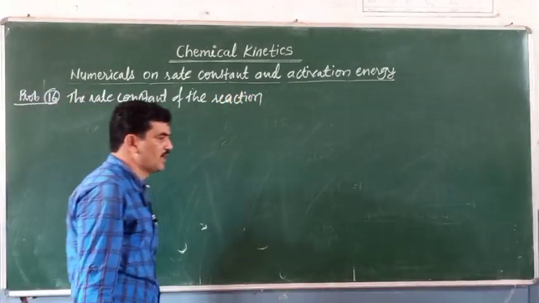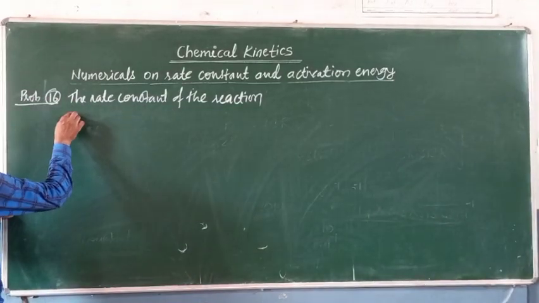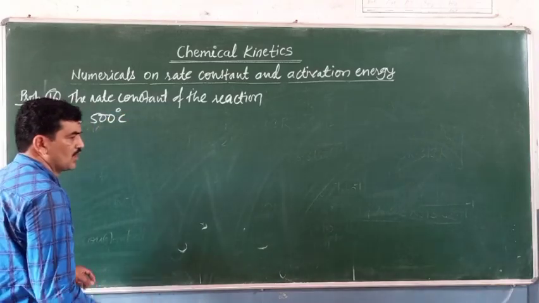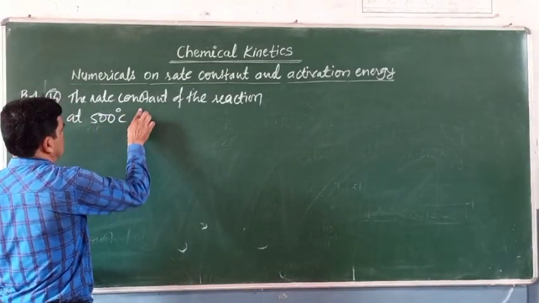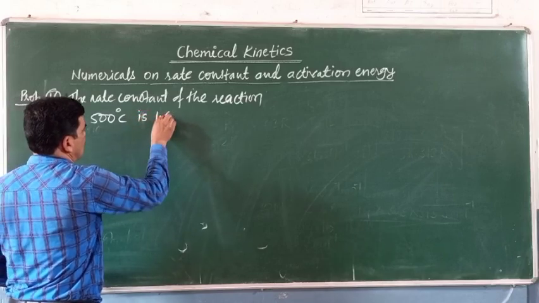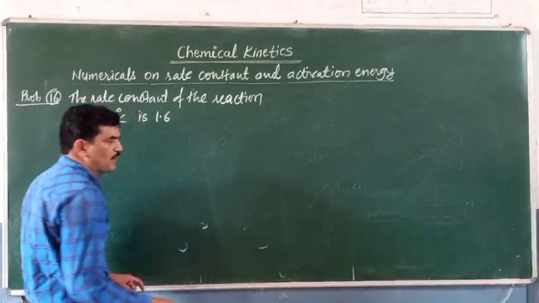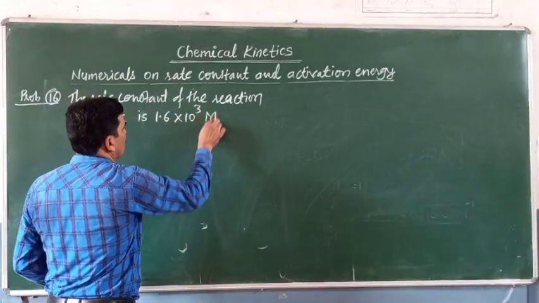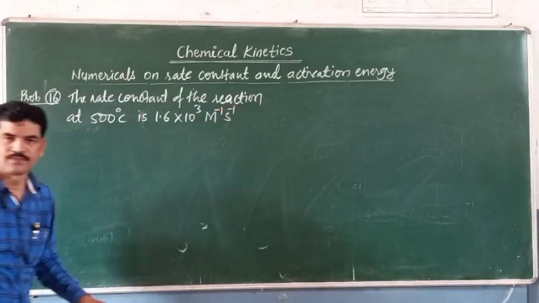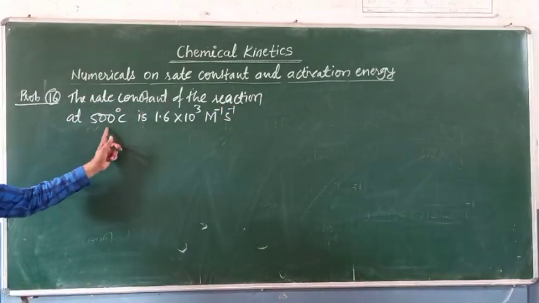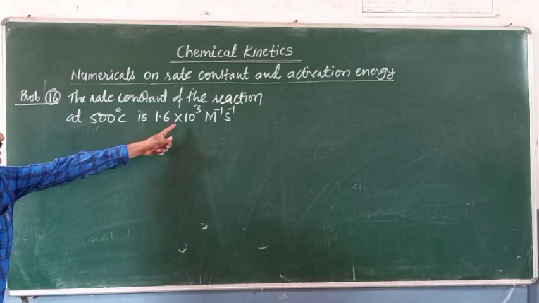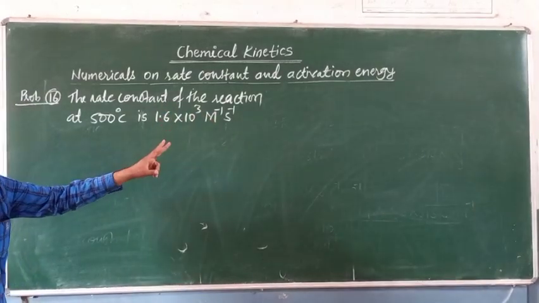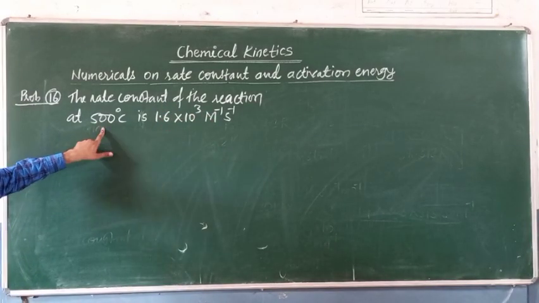The rate constant of the reaction at 500 degrees Celsius is 1.6 into 10 raised to power 3 per molar per second. The rate constant of the reaction and the temperature are given: at 500 degrees Celsius, the rate constant of the reaction is found to be 1.6 into 10 raised to power 3 per molar per second. Two values are given: temperature and rate constant.